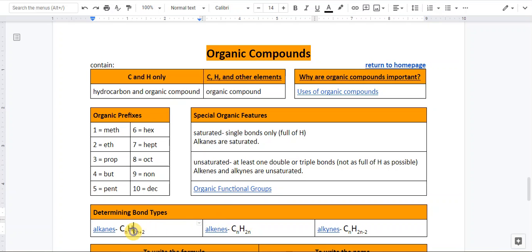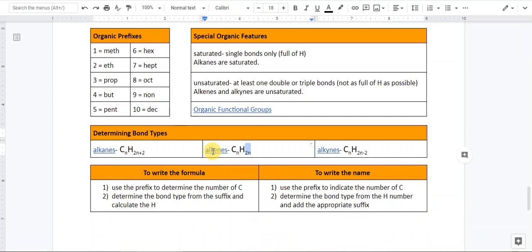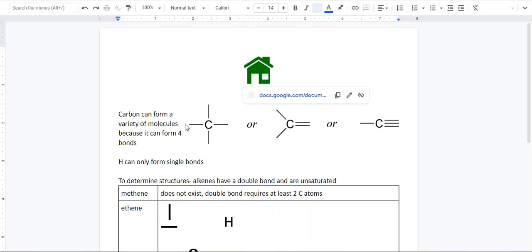Remember, alkane was times 2 plus 2? Alkene is just going to be times 2. Pretty much everything else is the same. So let's build some alkenes together and see what's going on.